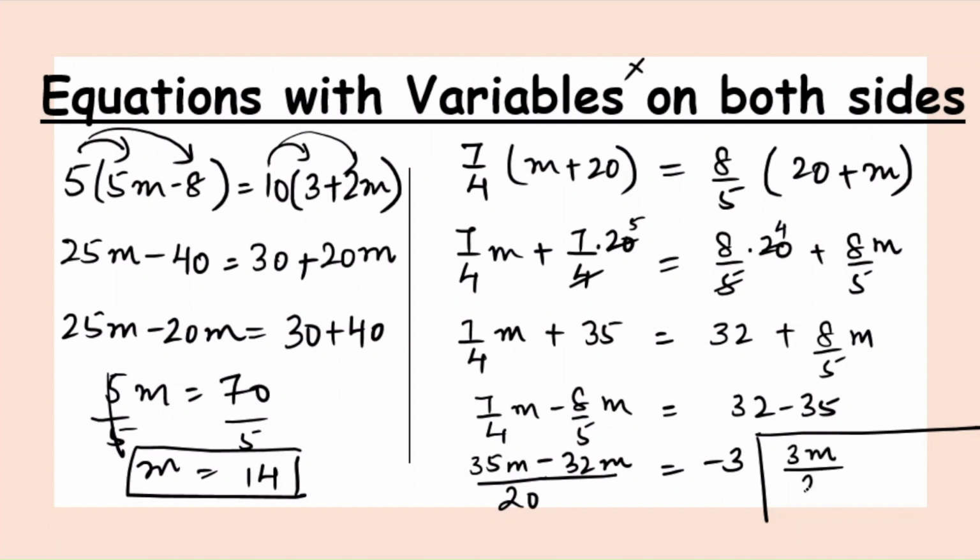3m over 20 equals negative 3. This 20 is being divided, so when it will go there, it will go with the multiply sign. So 3m equals minus 60, like 20 times minus 3 is this. Divide by 3 on both the sides, your m value comes out to be minus 20. That's the value of m.